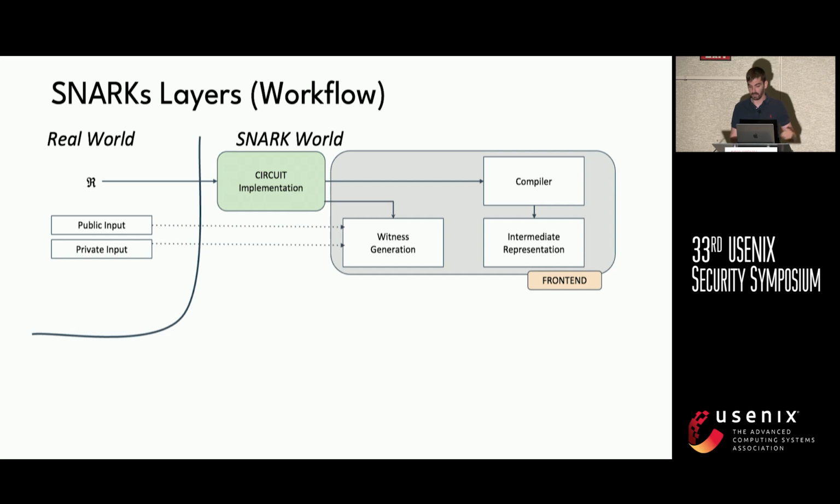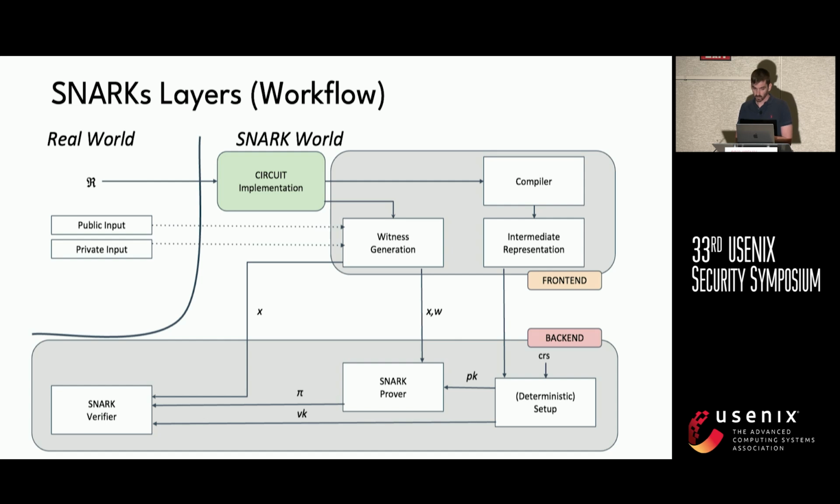We didn't find many in our dataset, but for example, you can imagine that in the process of compiling your circuit down to some intermediate representation like R1CS, if you do some optimizations, then you might have some misoptimizations and introduce some vulnerabilities. Next, we have the backend, which is composed of the three main functions for a SNARK, which is the preprocessing or setup, the proving, and the verification.